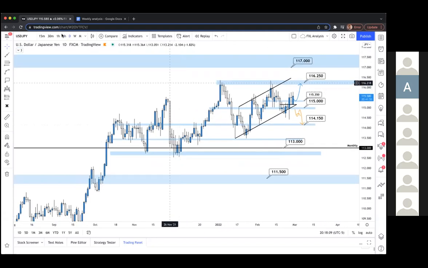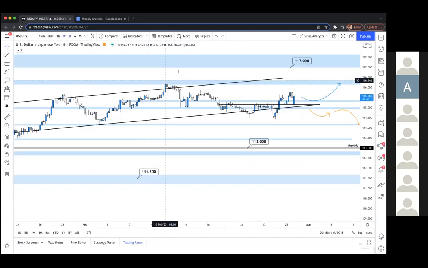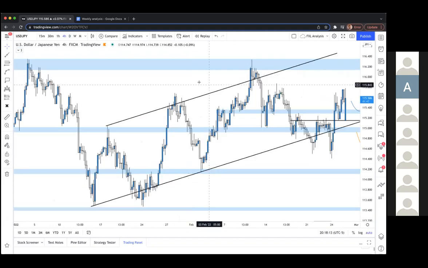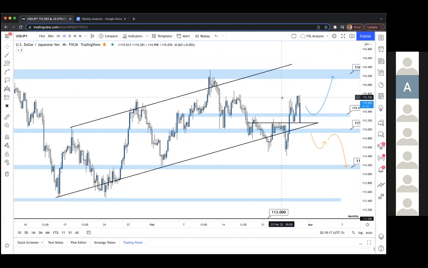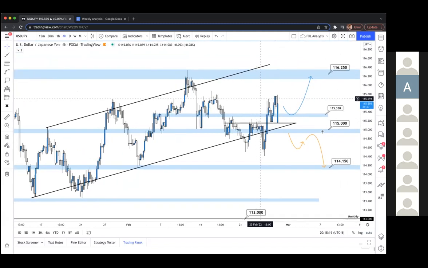Let's drop to the lower time frame and see if that's possible. But overall, we're bullish here on UJ. It's in a pretty good position. Again, we were talking about this bullish channel. Here it is. The key zone in the channel is 115. It's very clearly what's resistance here. It's acted as support multiple times.